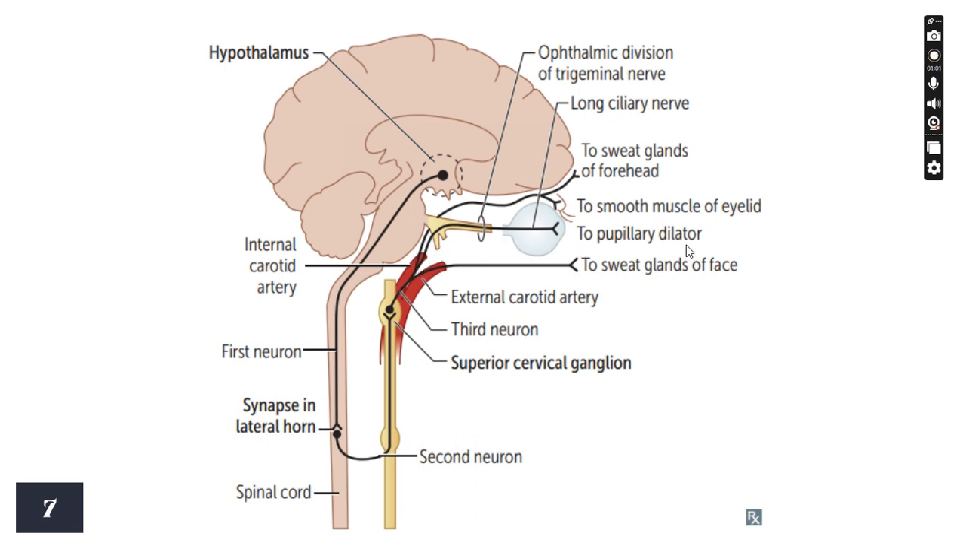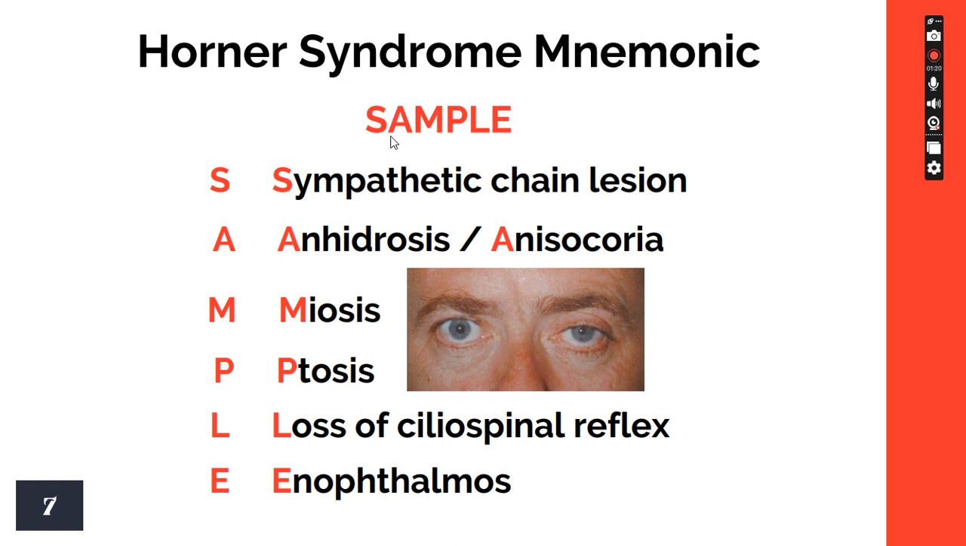Then the middle division goes to the pupillary dilator, i.e. pupil dilation, okay, this is the function. And the lower one is for sweaty glands of the face, okay. So in Horner syndrome, we have a defect in this pathway. So this pathway is no longer working. And this is the mnemonic for it.